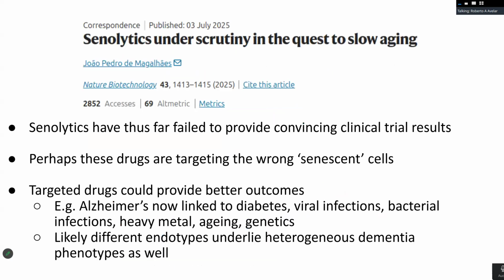And what's really interesting, so my PhD supervisor published this sort of attacking senolytics. And, you know, he's right. Senolytics aren't working, really. They work very well in mice. They work for models of osteoarthritis, diabetes, Alzheimer's, various cancers. But then when we've tried to take them into humans, they don't work anymore.